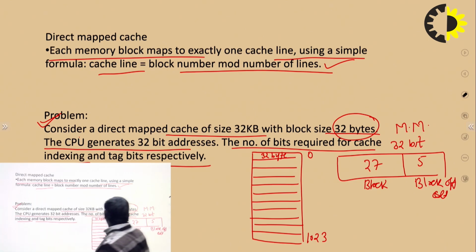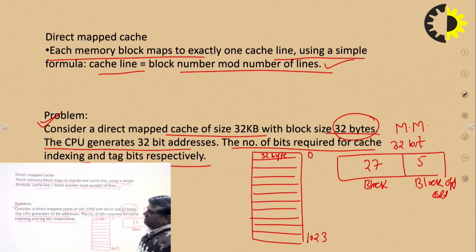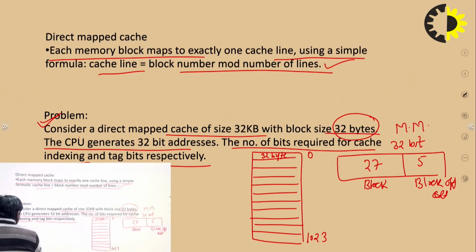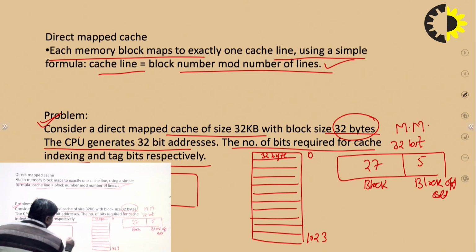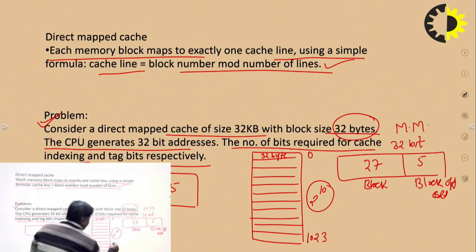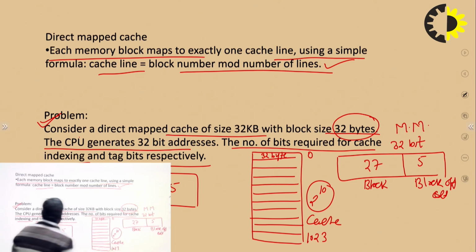In the GATE examination, this question is asked for 2 marks, but in a university examination, it is a long question. Now, what is the total size? 32 bits. Now, the 5 bits have no changes. Here is a 10 bit field, which is known as the line number. Here is a total of 2 to power 10 lines available in the cache.